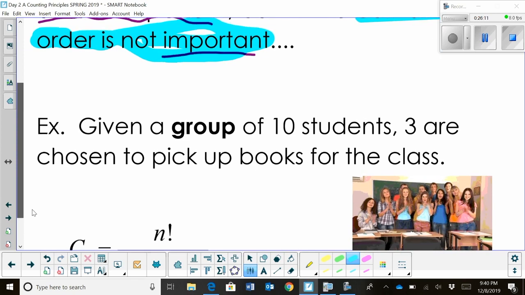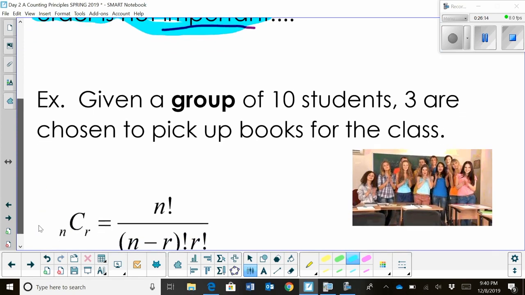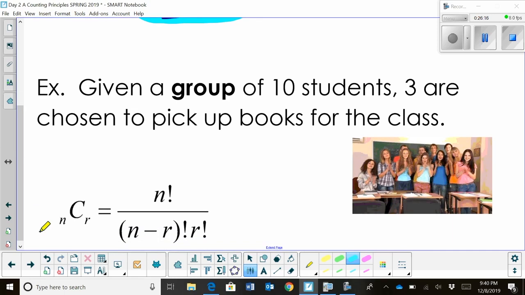So let's start with this first scenario. Given a group of 10 students, 3 of them are chosen to pick up books for the class. Okay, so we're choosing a group of 3 students to go pick up books. That group of 3 is the same group of 3 whether I pick Sally first and Eddie and John, or if I pick John first and then Sally and Eddie. It doesn't matter. It's one group of students. So anytime you have a group where the order doesn't matter, that one's a combination.